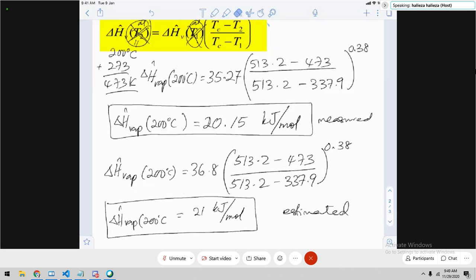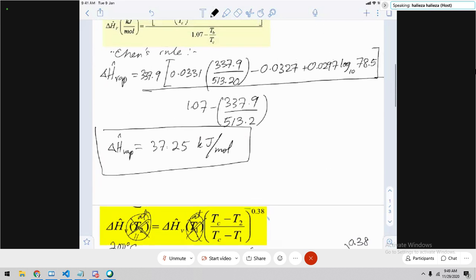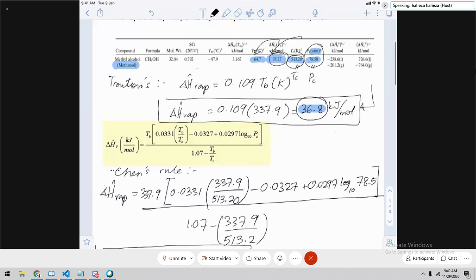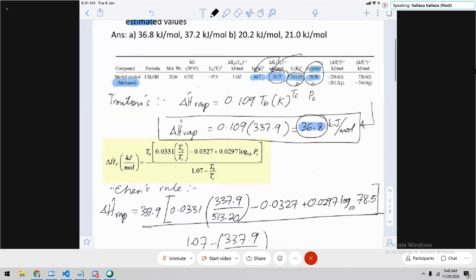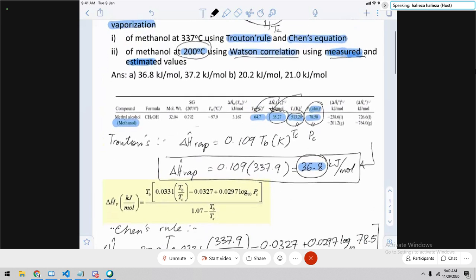Okay, guys. So this is how you estimate when you don't have any data available for latent heat. It depends on which equation gives you the best accuracy. So in our example, methanol, the one that is more accurate would be Thornton, not Chen's equation. Chen's is more towards hydrocarbons.